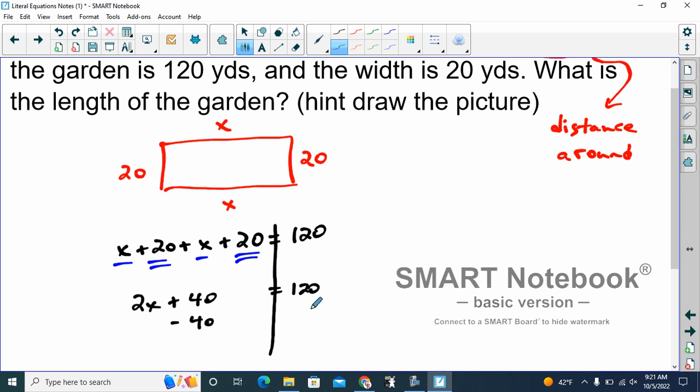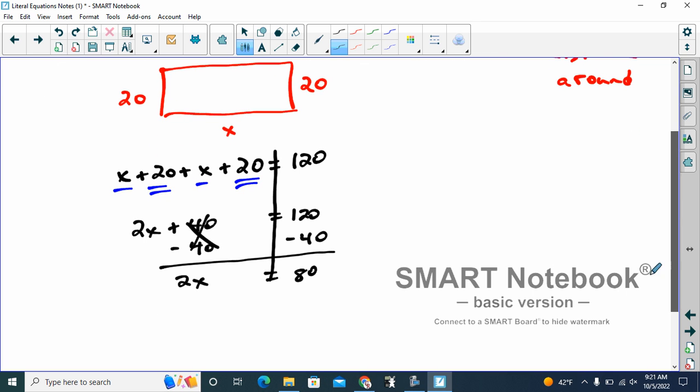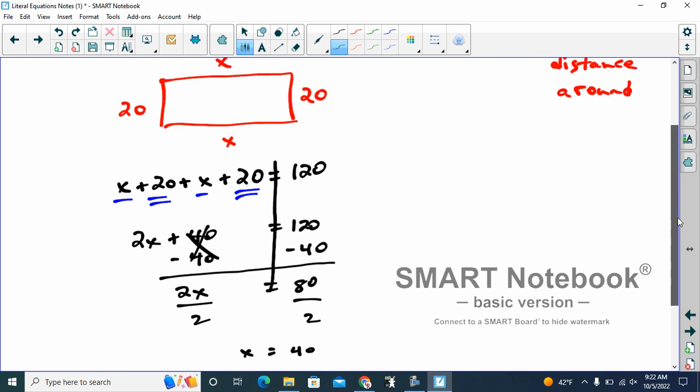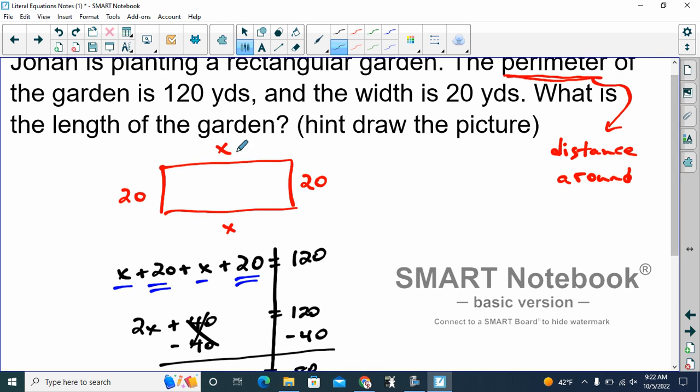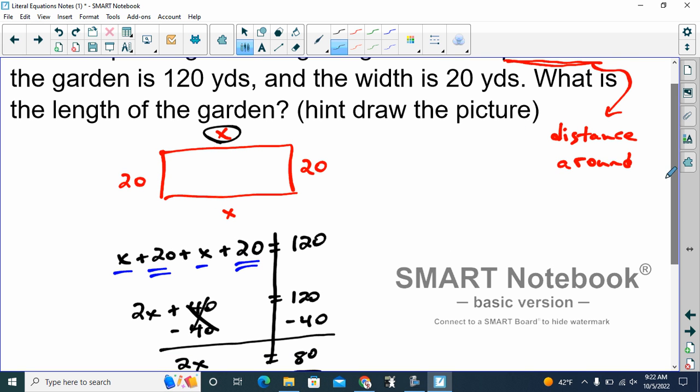Subtract 40 from both sides of the equal sign. 120 minus 40 is 80. And divide both sides by 2. We get x equals 40. Make sure we answer the question, what is the length? That's what we were looking for. That was x, so 40. Make sure we include units. Units here is yards.